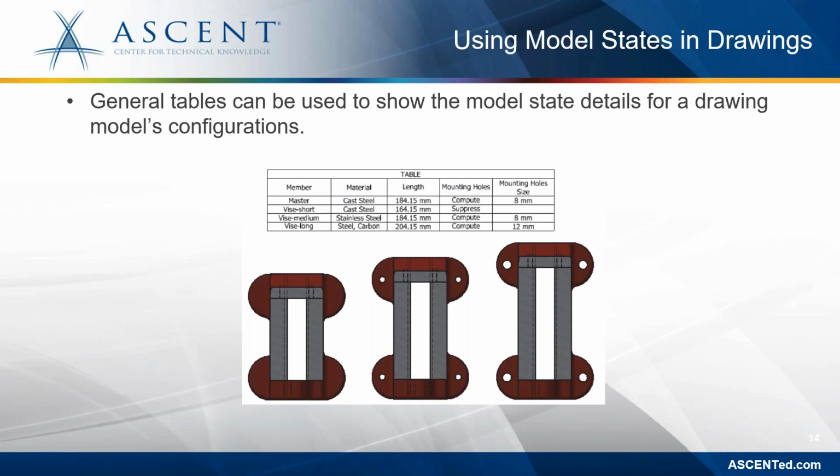And if you wanted to create a table showing all of the configurations that were made, this is a pretty simple example. It's just showing my small, medium, and long vise. And you can see I've added a table here that shows the material, the length, the existence of the mounting holes, and the size of those mounting holes. And that's just done with a general table.